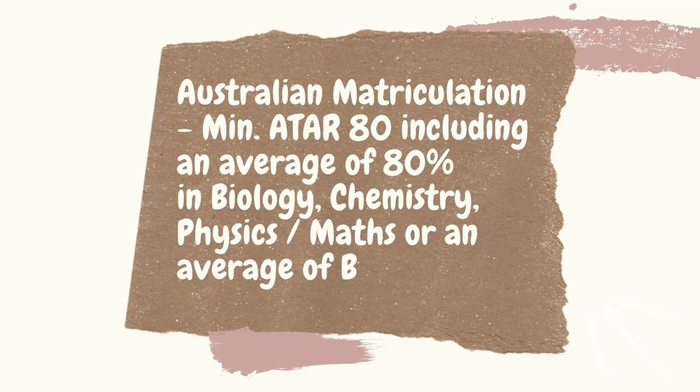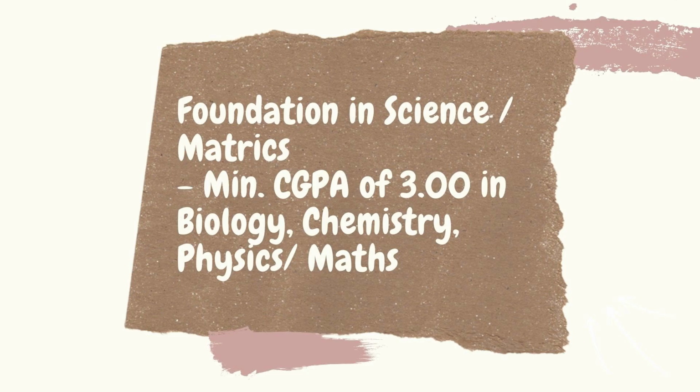And in Australian matriculation, you need a minimum of ATAR 80, including an average of 80% in biochemistry, physics or maths, or an average of B. For foundation in science or matrix, you need a minimum CGPA of 3.00 in biochemistry, physics or maths, and 5 Bs in SPM, including biochemistry, physics, maths or admaths. So those are the different requirements for the different paths that you choose to take.